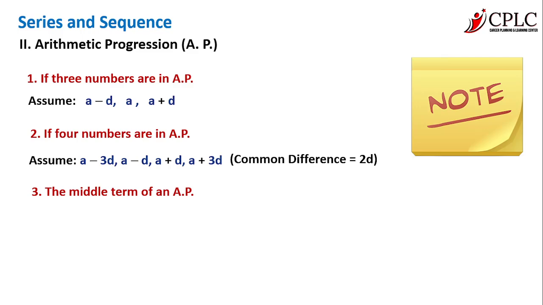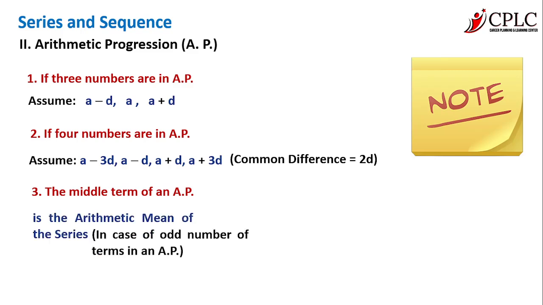And then lastly, the middle number. Always remember that the middle number is going to be the average of the entire series. But this property is only applicable when you have an odd number of terms. If you have an even number of terms, then this property is not applicable. So that's the way to look at it. These are a few concepts related to arithmetic progression that we should be aware of.